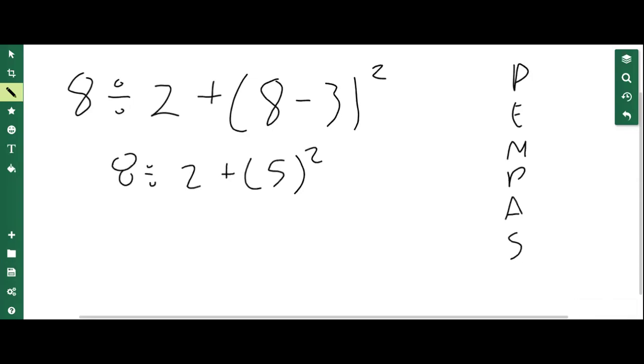All right. And then what's after parentheses? Exponents. Do we have an exponent? Yes, we do. We have 5 to the power of 2. What is 5 to the power of 2? Well, 5 times 5 is 25.